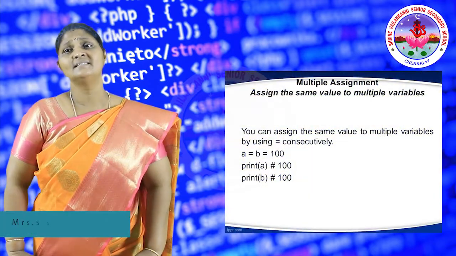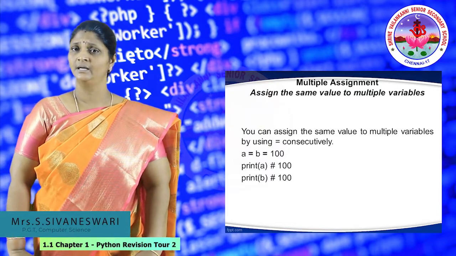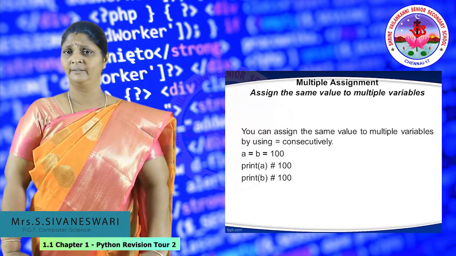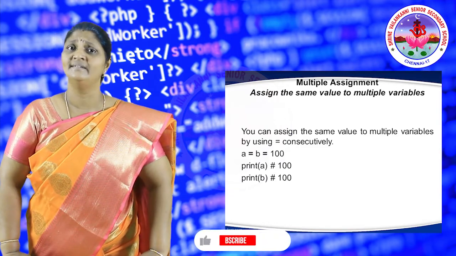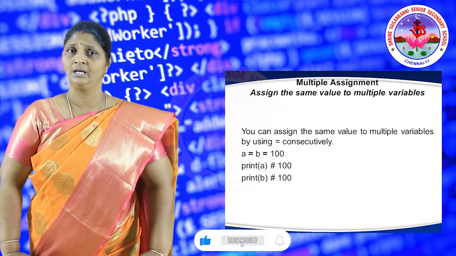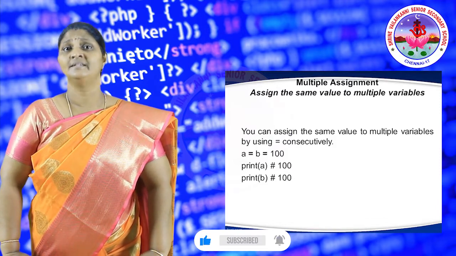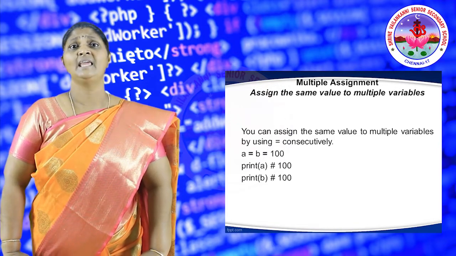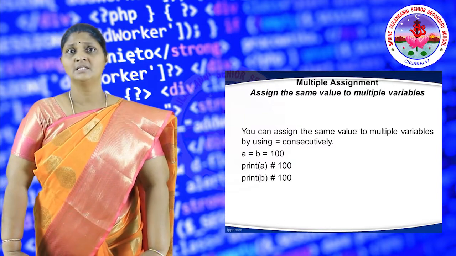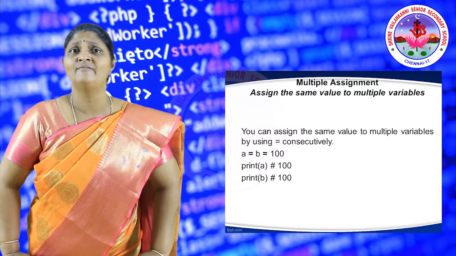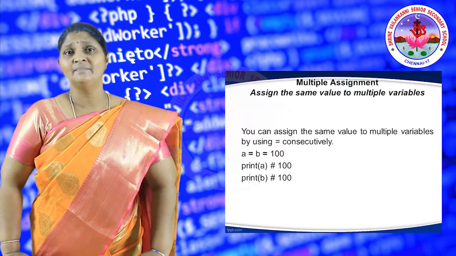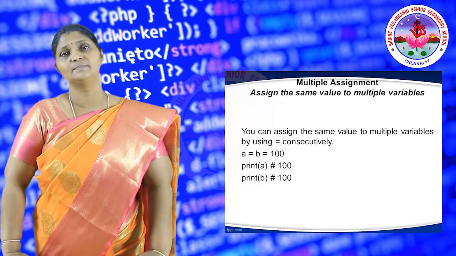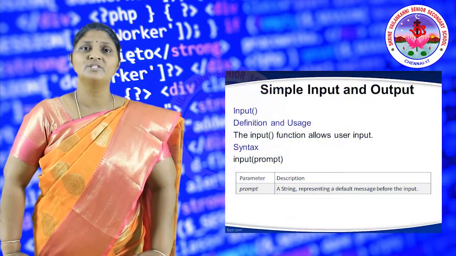Now about assigning the same value to multiple variables. You can assign the same value to multiple variables as shown in the example. A is equal to B is equal to 100. Print A, print B. Both the values are 100 because we are assigning the same value to multiple variables, that is A and B. Okay. So now I guess that you people have understood the assignment of multiple values to multiple variables and single value to multiple variables.